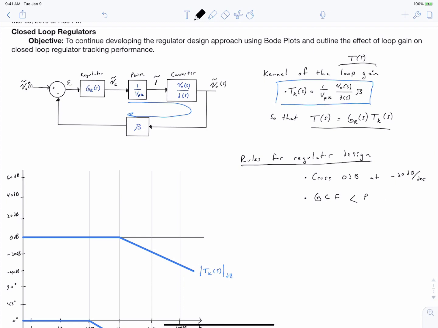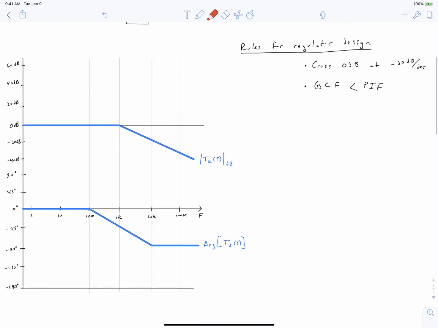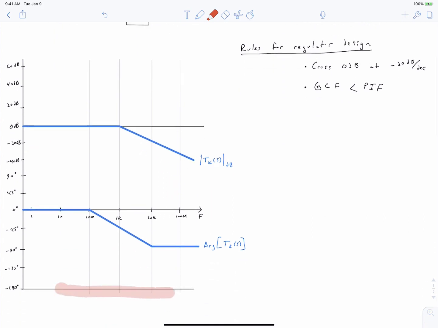And PIF stands for phase inversion frequency. That is when our phase is at negative 180 degrees. So both of these quantities pertain to our total loop gain. And right now, as drawn, the kernel of the loop gain does not actually have a gain crossover frequency because it's never larger than 0 decibels. It doesn't cross over the 0 dB point. And it doesn't have a phase inversion frequency because we never hit negative 180 degrees.